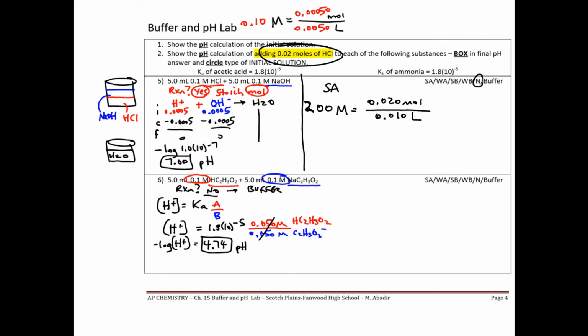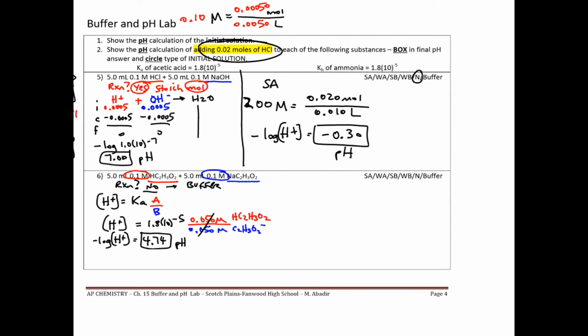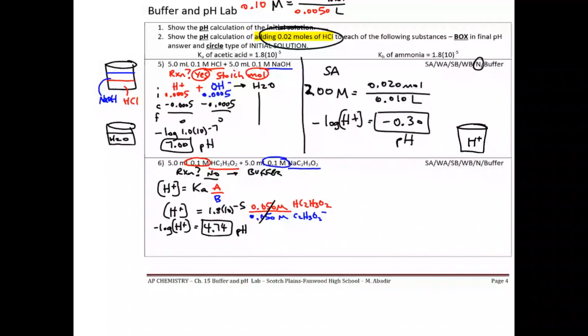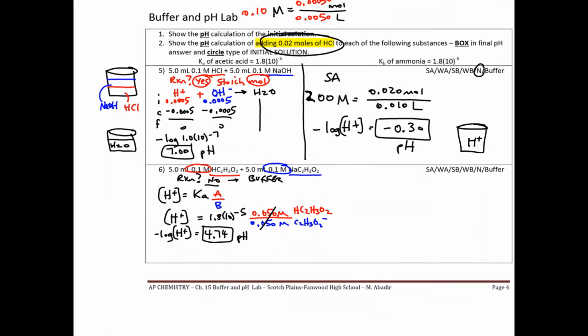Let's do the negative log of 2. Negative log of 2, you get negative 0.30 again. So negative log of H plus equals negative 0.30, and that's your final pH right here. So you're going to just draw a picture at the end. All you have is a little cup with H pluses floating around. Now we added H plus to that one. Okay, now we're going to add to this one.